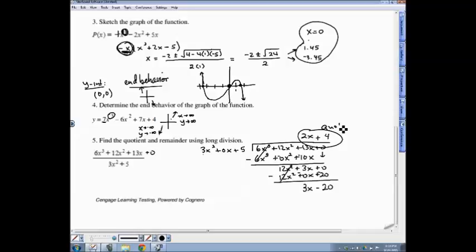So this is the quotient, and this is the remainder.